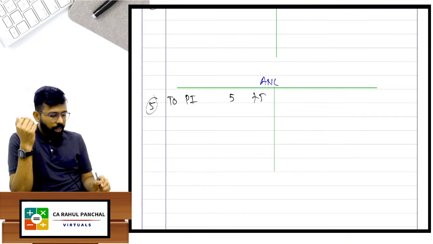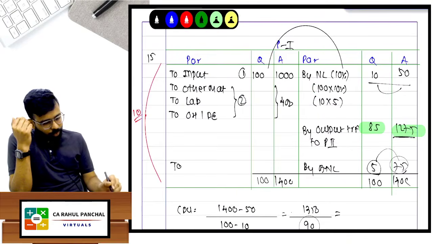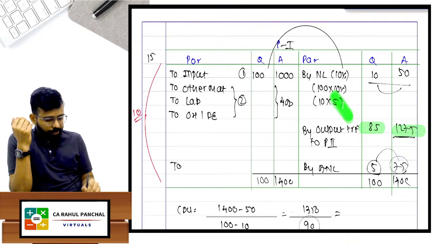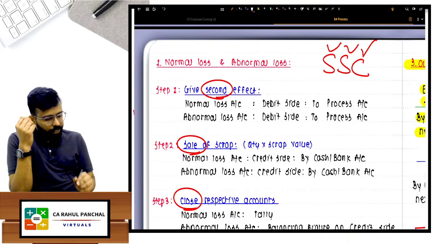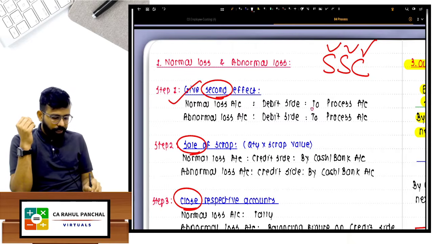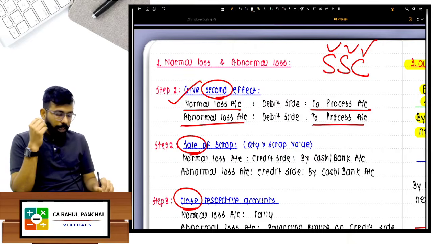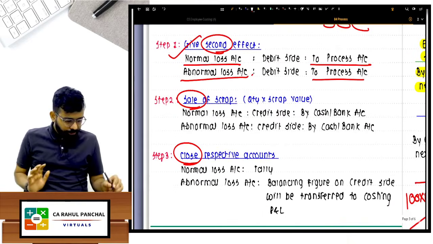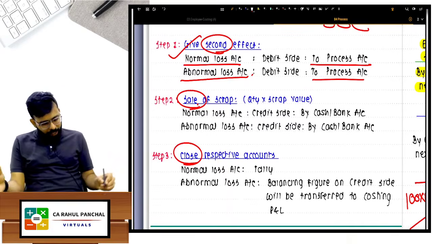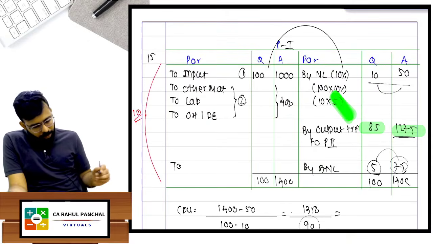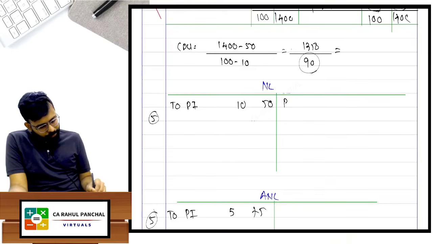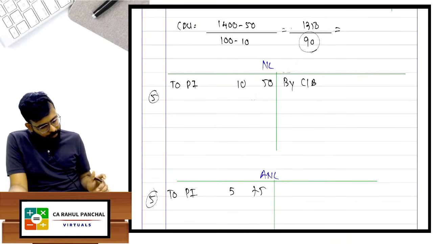Sir, what is the scrap value in the question? Please understand, scrap value is 5. Now step number 1 is to give the second effect, which is quite easy. Two process: in the debit of normal, in the debit of abnormal. Then you will just sell the scrap for both, by cash bank. So now you are going to sell the scrap, by cash bank.